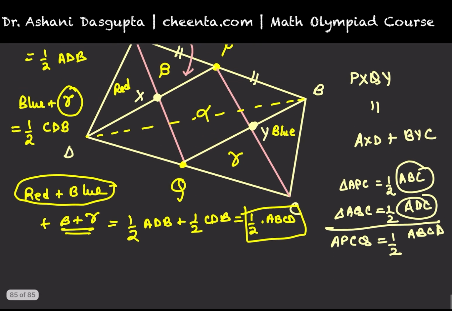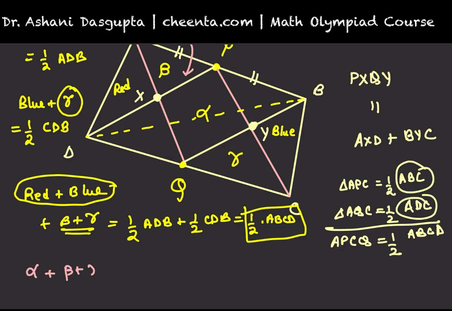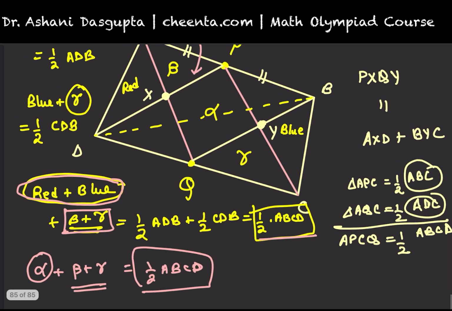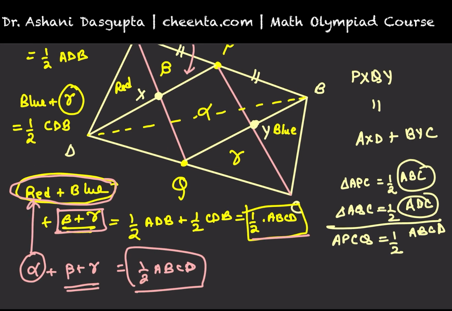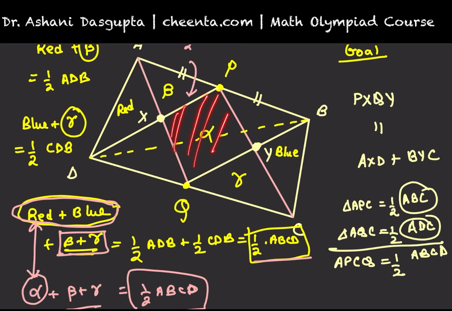And on the other hand, we already know that alpha plus beta plus gamma is also half of the quadrilateral. That's something we proved at the very beginning of this discussion. So red plus blue plus beta plus gamma is half of the quadrilateral, and alpha plus beta plus gamma is half of the quadrilateral, which means alpha and red plus blue are the same. That's exactly what we set out to prove. We wanted to show that this particular portion is equal to the sum of these two pieces.